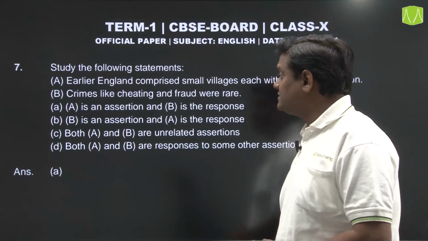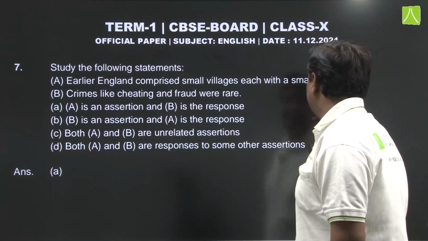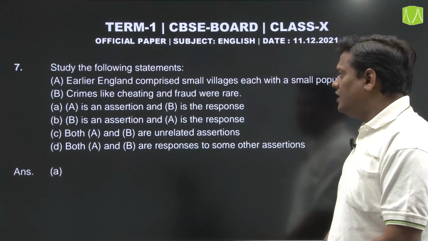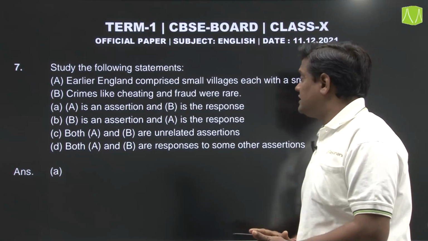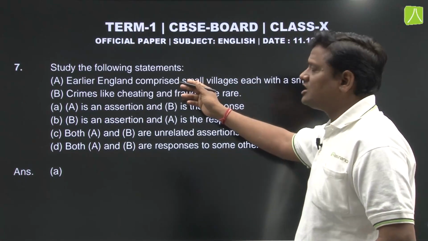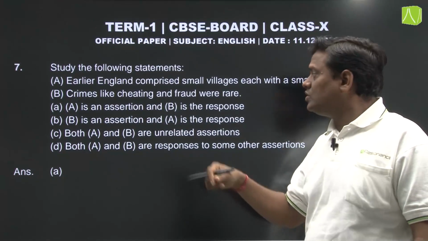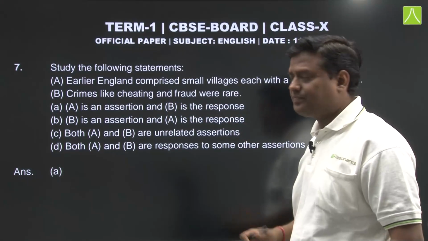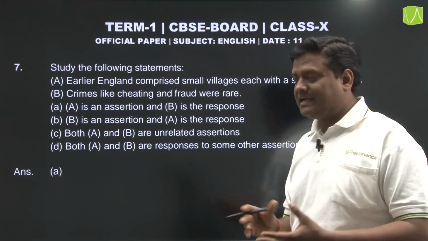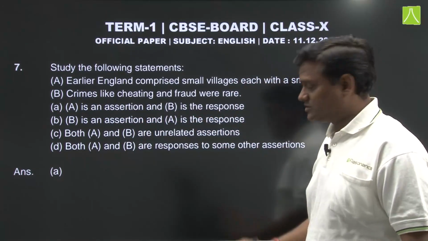Now, question number 7. Study the following statements. Earlier, England comprised small villages, each with a small population, and crimes like cheating and fraud were rare. Which is the assertion and which is the response? We have to find out. So, we come to know that this is the assertion: earlier, England comprised small villages, each with a small population, so crimes like cheating and fraud were rare. The other: crimes like cheating and fraud were soaring in urban areas. So, option A is correct. A is the assertion and B is the response.